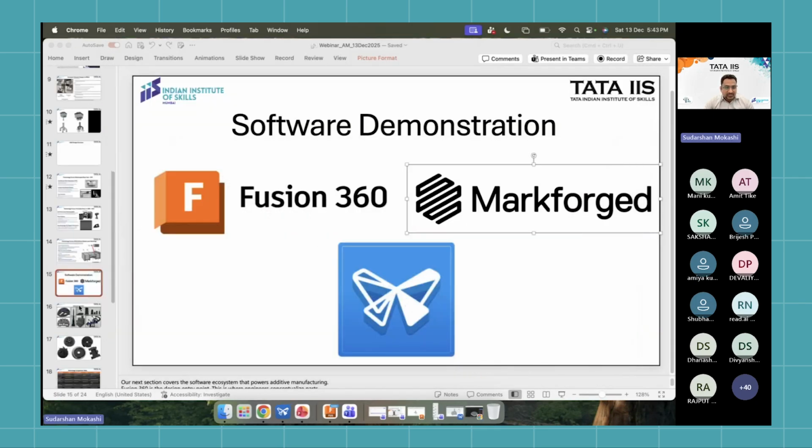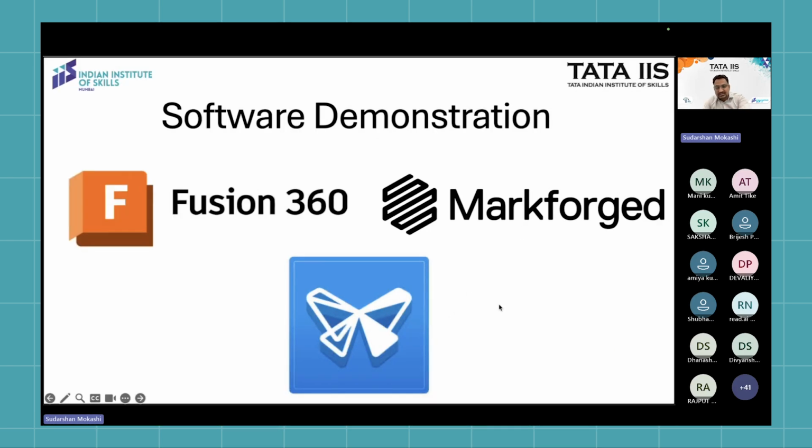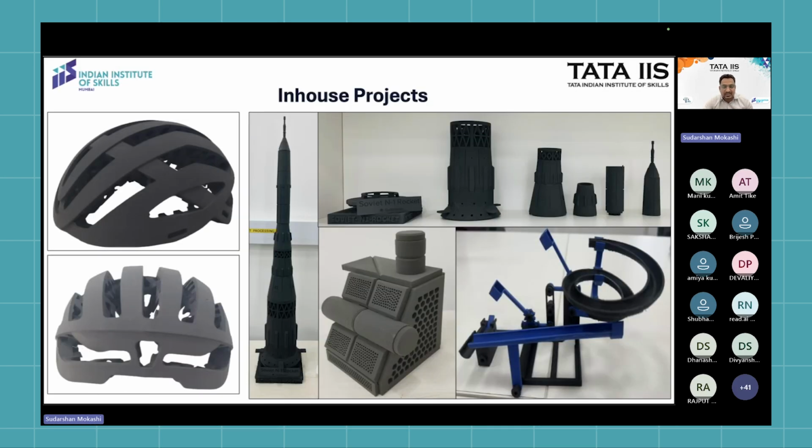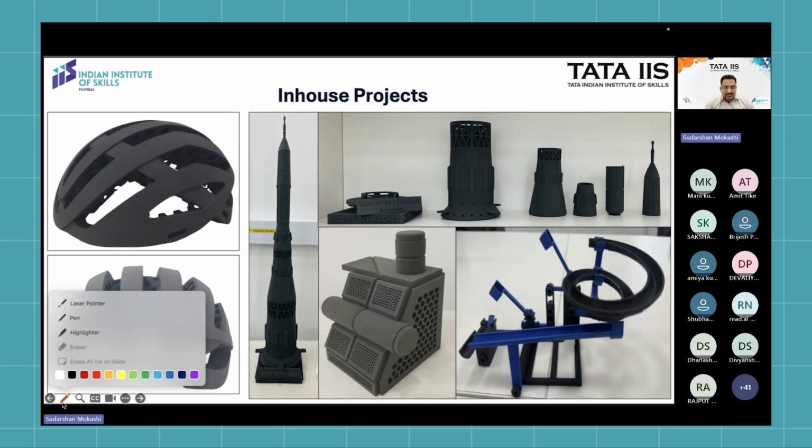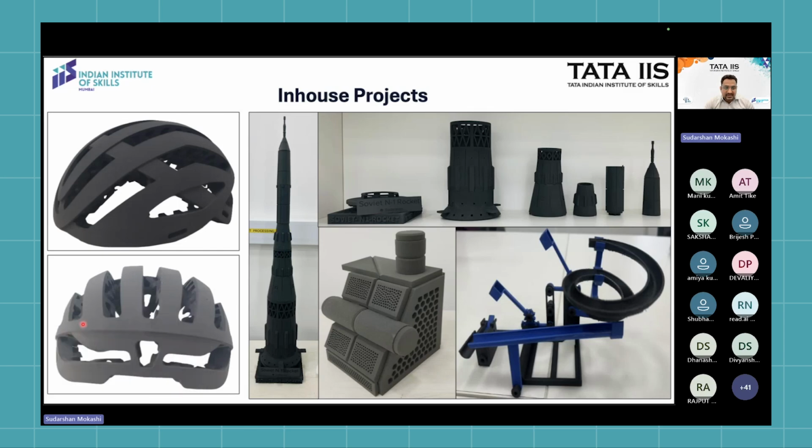Okay. Now I show the next slide, a few of the projects done by our trainees with the help of SLS, FDM, and SLA technologies. On this side, this is the helmet, which is redesigned using a lattice structure for lightweight. It is printed in nylon 12. The second is a prototype of the Soviet N-1 rocket. This is a miniature, and stage by stage, the separation will happen.